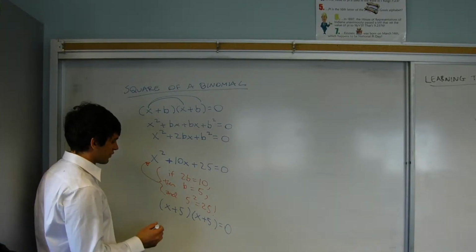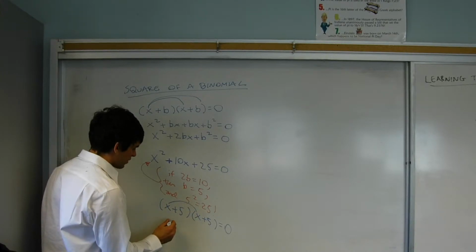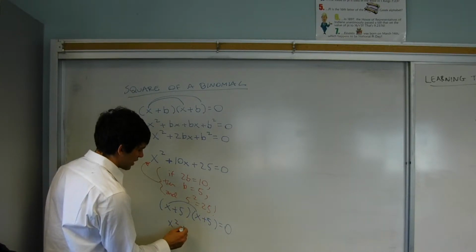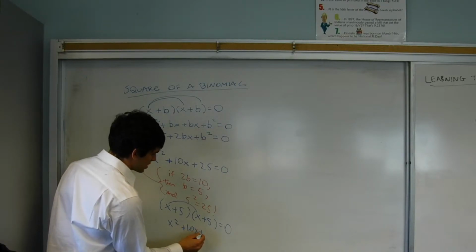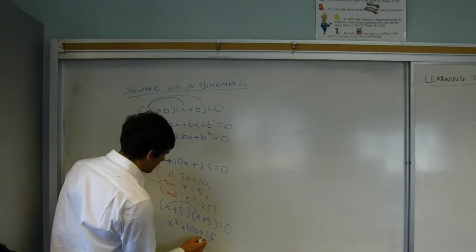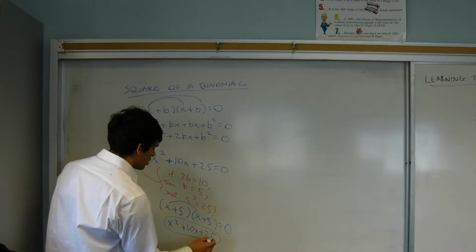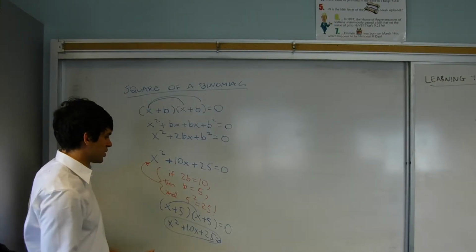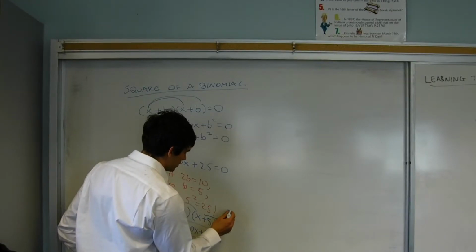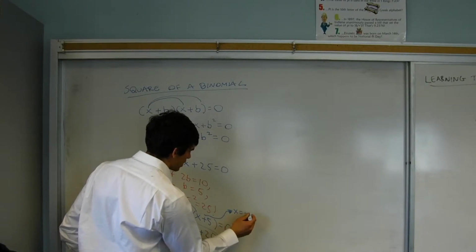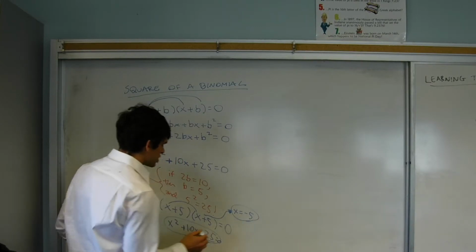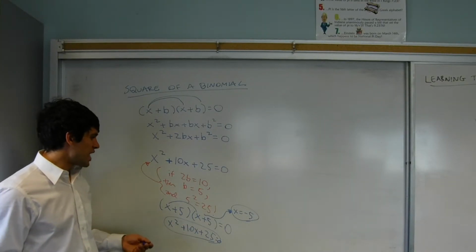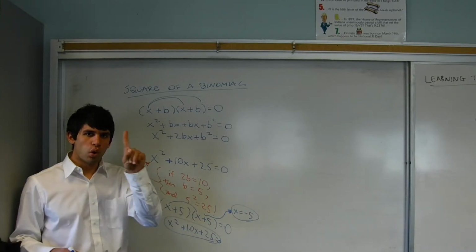So we can confirm this by FOILing these out. We get x squared plus 5x plus 5x is 10x plus 25, which confirms this. So our answer would be x is equal to negative 5. So in this case, since these expressions are the same, that means that we only have one solution.